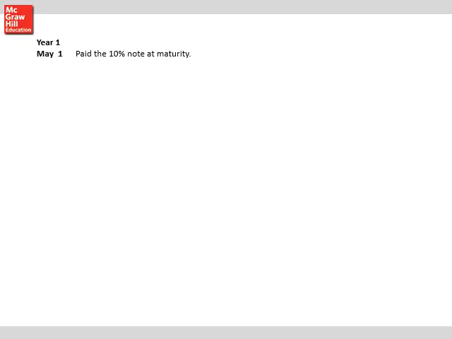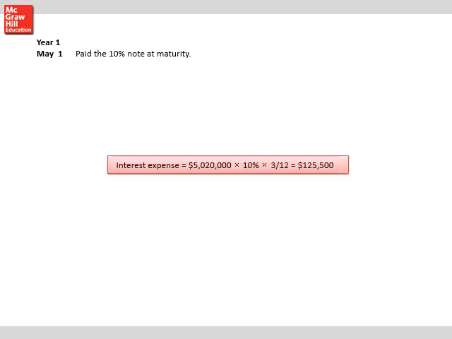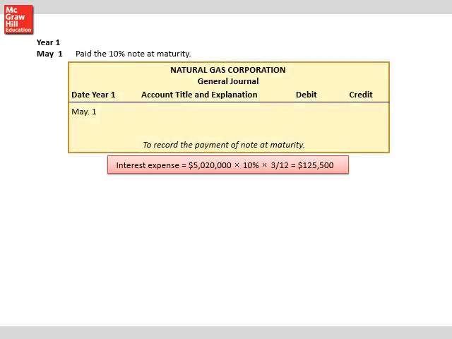This is May 1st, so it's 3 months later. So we're going to take the $5.02 million times the 10% times 3/12 of a year. Okay, so 3 months we use it, but the interest rate of 10% is for a full year. We only use the money for 3 months, so we don't pay the full 10%. We pay 3/12 of the 10%. And so that's going to equal an interest charge of $125,500.